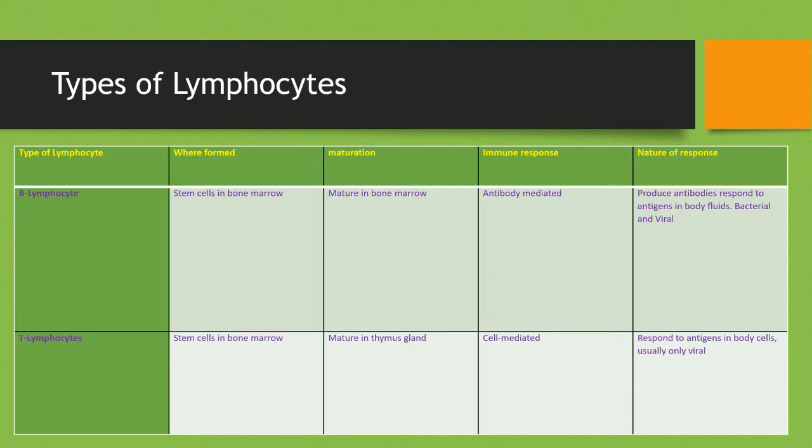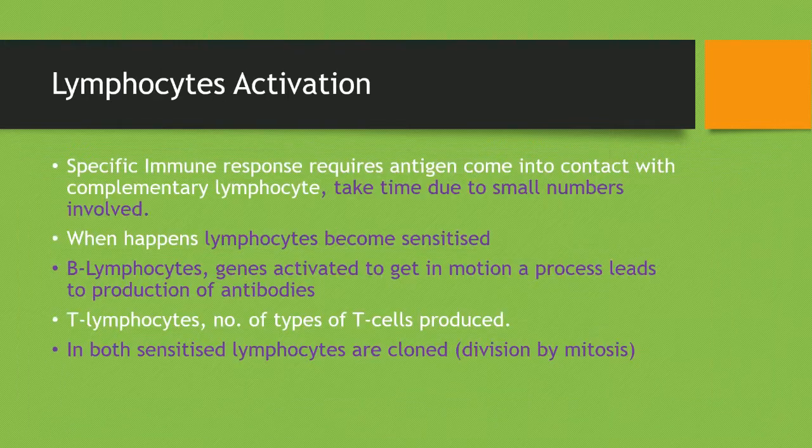T lymphocytes, however, are also formed in the bone marrow, but they mature in the thymus gland, and their immune response is cell-mediated. The nature of their response is that they respond to antigens in body cells, and they're usually only viral. That's quite key.